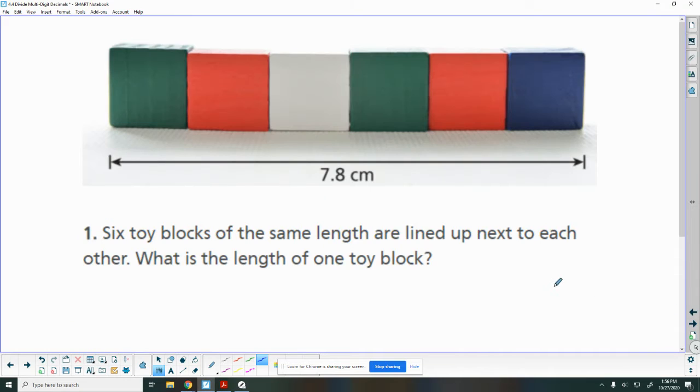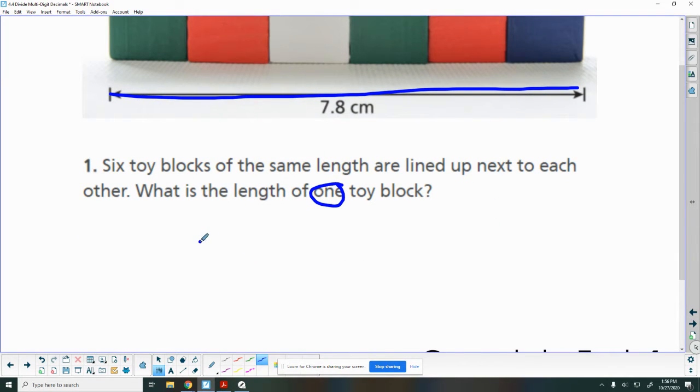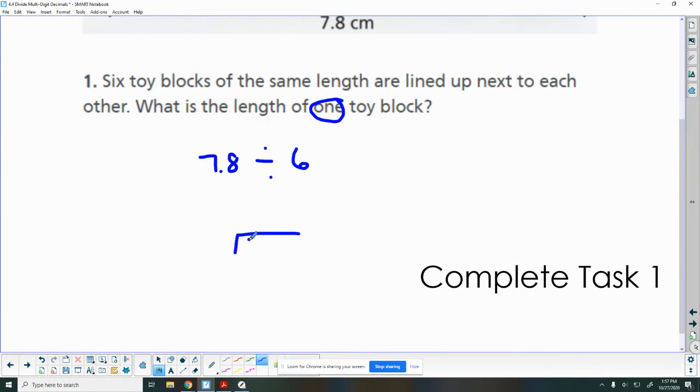If you don't have a paper, you'll want paper to do these with me. So we have 6 toy blocks of the same length that are lined up next to each other. What is the length of one toy block? So I want to take this total here, 7.8, and I'm cutting this into 6 pieces. So we have 7.8, and we're dividing it by 6. Now, 6 does not have a decimal in it, so that's pretty easy. We can just go ahead and do the problem. So this decimal, it's really like I'm doing 78 divided by 6.